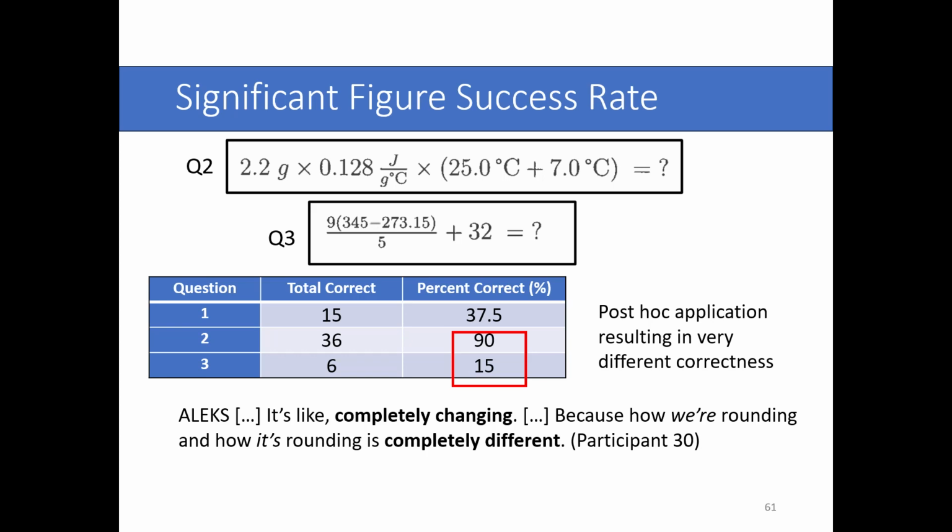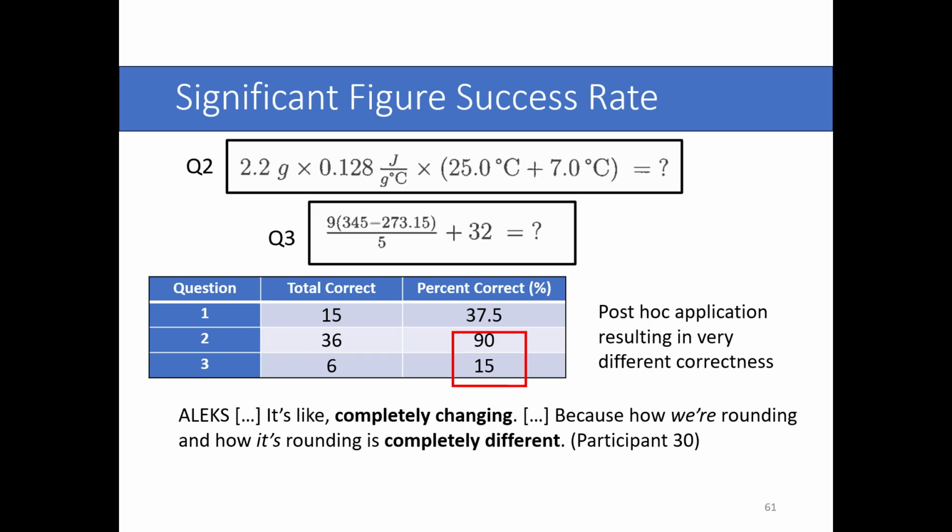Remember how I talked about the post hoc approach where you just do all the math, ignoring sig fig rules, and then to decide how to round your answer, you just go and look for the thing with the smallest number of significant digits? Well, it turns out in question 2, if you apply that approach, you get the right answer. But if you apply that same approach to question 3, the temperature conversion, you do not get the right answer. So that's why question 2 has a success rate of 90%, whereas the third only has a success rate of 15%.